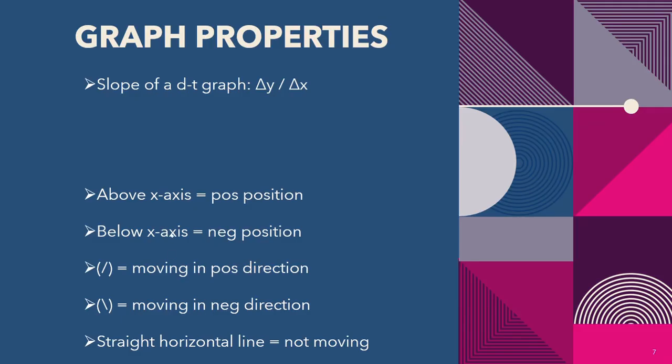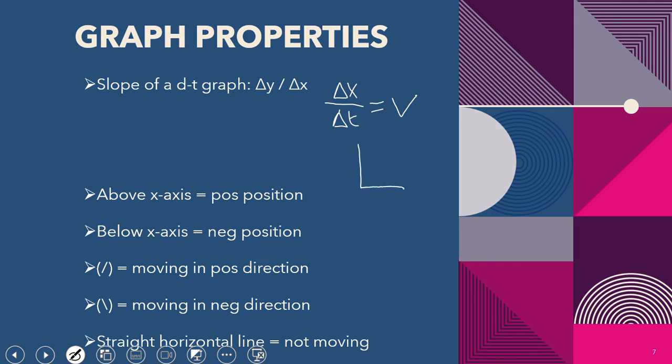Alright, so now we're going to talk about graph properties, or basically what information you can glean from displacement time graphs. So first off, the slope of a dt graph. Well, we already know that the slope is change in y over change in x, which the y variable, as we discussed before, is displacement and the x variable is time. So we learned in basic motion that displacement divided by time is actually velocity. What does this mean? This means the slope of a position time graph, let's say it looks something like this, the slope of this line is actually going to be the velocity of the object.